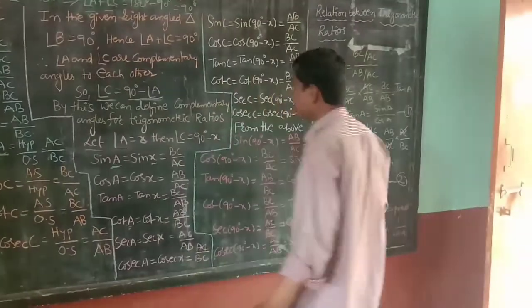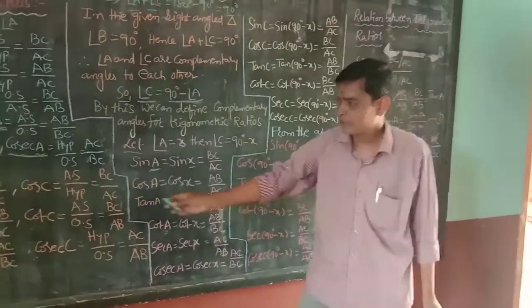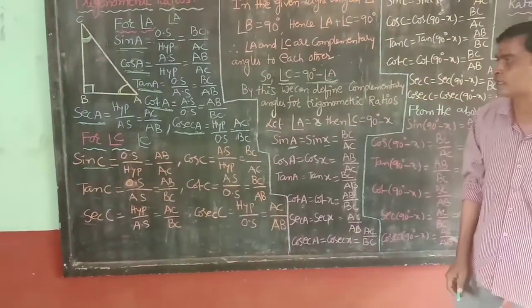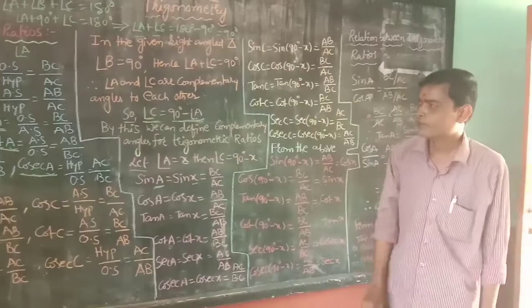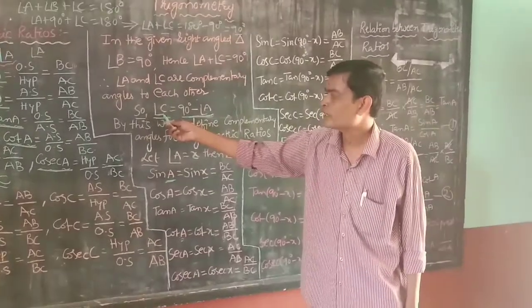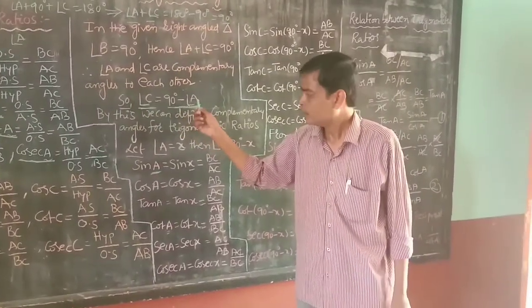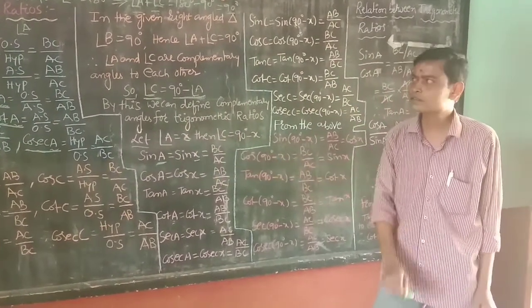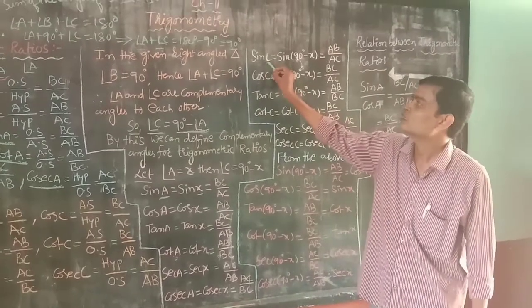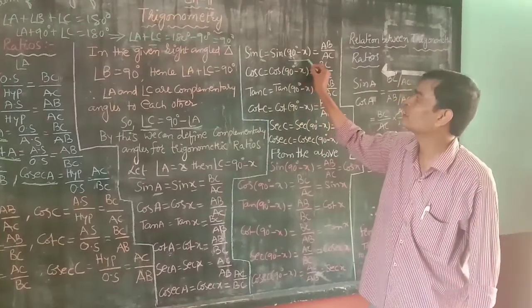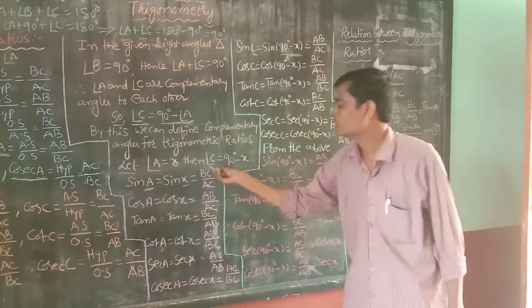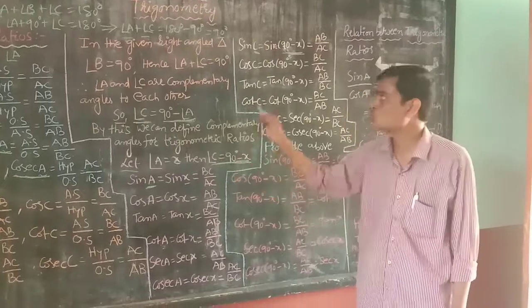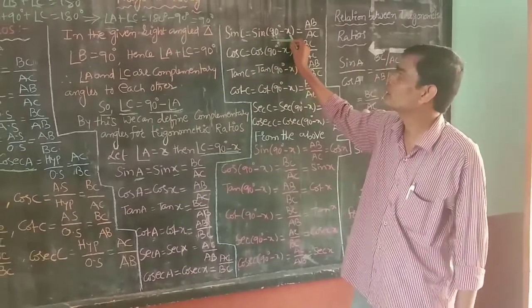So this is one. Now we have defined the different trigonometric ratios for angle C. Now I am taking sin C, but here angle C we have taken as 90 degrees minus angle A. So angle A is x, then angle C becomes 90 degrees minus x. Therefore, instead of C I am writing 90 degrees minus x, so sin C is equal to sin of 90 degrees minus x.